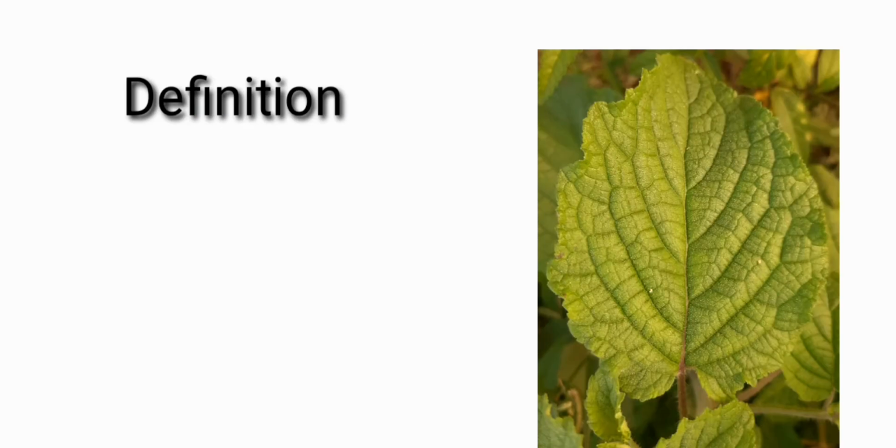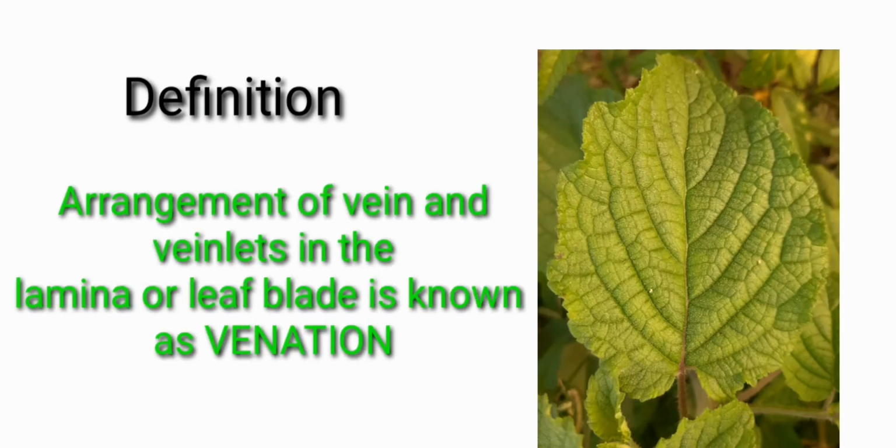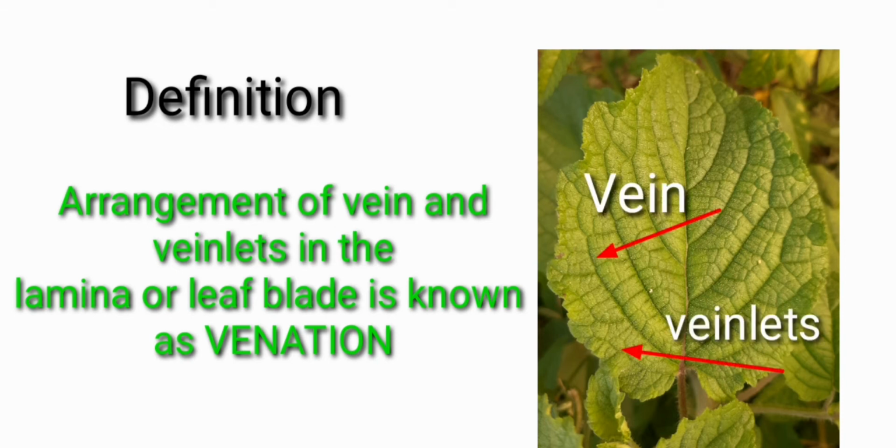Definition: the arrangement of veins and veinlets in the lamina or leaf blade is known as venation. In this picture of a leaf, you could see the numerous veins and veinlets which are arranged in a particular manner.